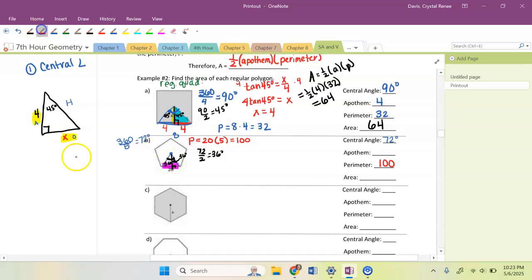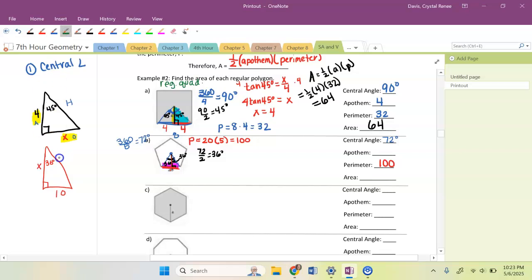Just like I did over here, I'm going to go ahead and draw this out to make it a little bit easier. So we know this is 36 degrees. It's half of 72. And guys, this was 20. The whole thing was 20, but when we drew the apothem, it cut it in half. So this is now 10. And this right here is my apothem. This straight up and down is my apothem.